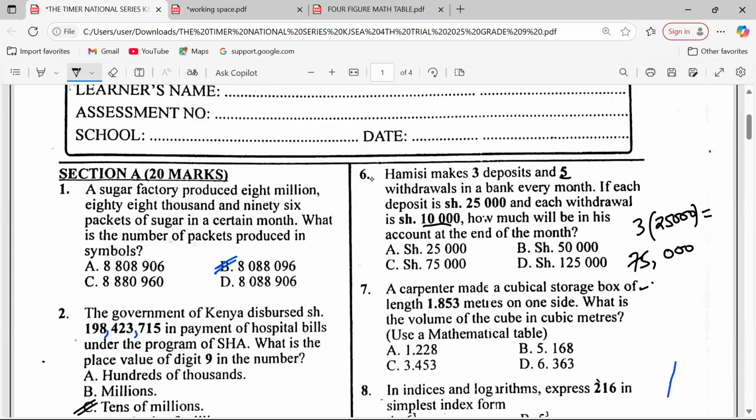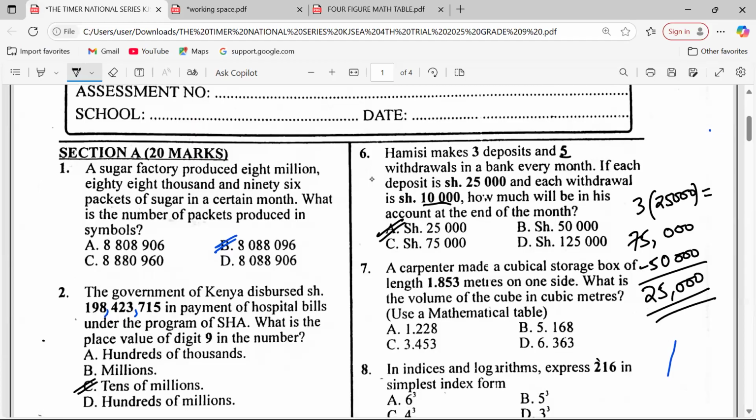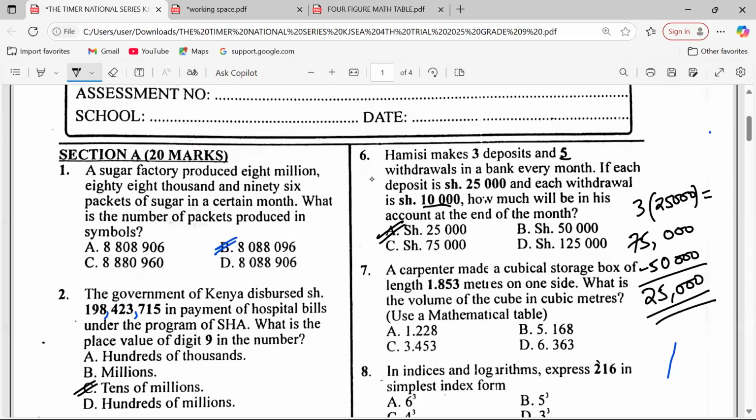Then the withdrawals now are 5 of them and each withdrawal is 10,000. So he's going to withdraw 50,000. So we subtract 50,000, the total withdrawals, from 75,000, the deposits. So the guy is going to have at the end of the month 25,000 remaining in the bank, because he has deposited a total of 75,000 but withdrew a total of 50,000.